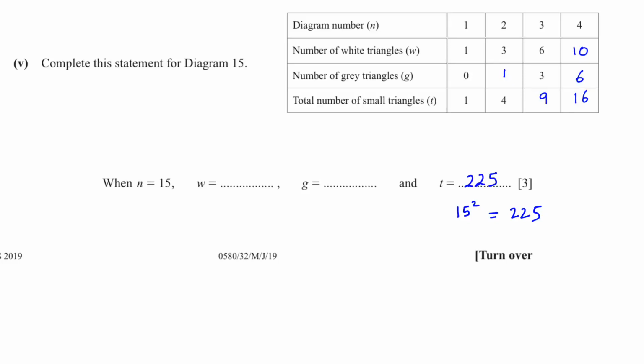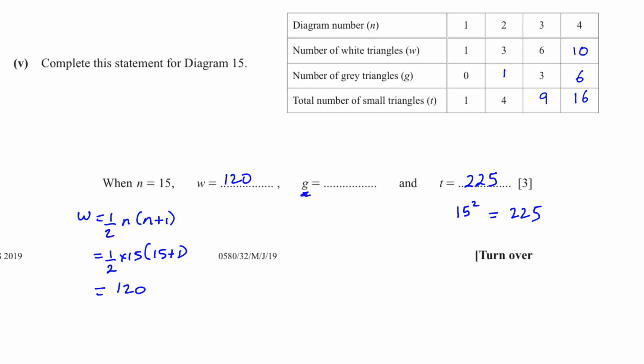We have also been given the formula to find the number of white triangles. So W is equal to half n plus 1. In place of n, we will put 15. And this will give us 120.